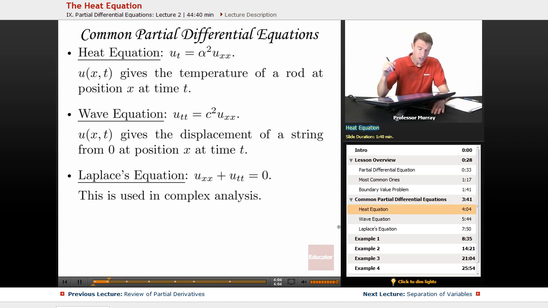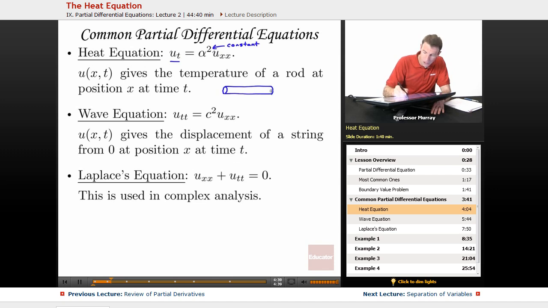The heat equation says u sub t, remember that's the partial derivative of u with respect to t, is equal to alpha squared times u sub xx. Alpha squared is a constant, and I'll say what that measures in just a moment. u sub xx is the second partial derivative of u with respect to x. What this equation describes is a function u of x and t, which tells you the temperature of a solid rod.